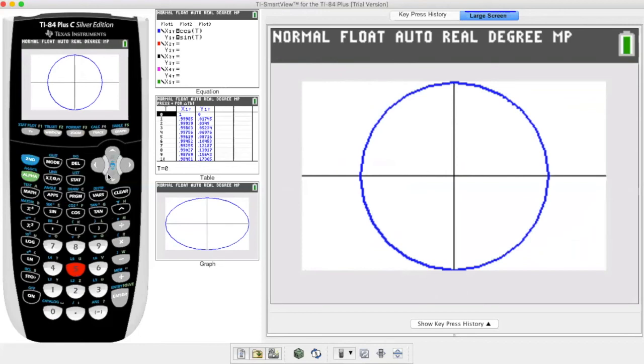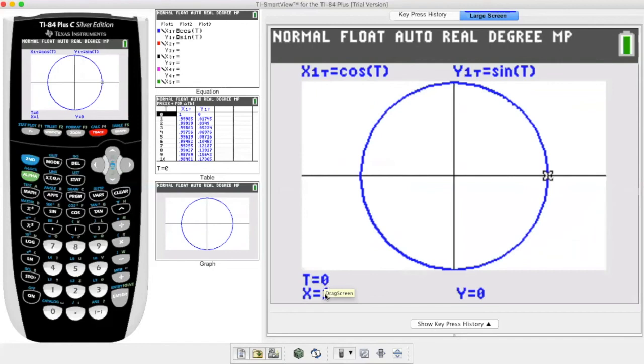If you hit the Trace button in the top row, you'll notice that your blinker starts right here, which means at 0 degrees, your coordinates are (1, 0), which is correct for the unit circle. Now, you can hit the right cursor and move all the way around, and since we put it in 15-degree increments, it works really well. So you can see here at 30 degrees, you're at 0.866, which is √3/2, and your y value is 1/2, which is correct at 30 degrees.